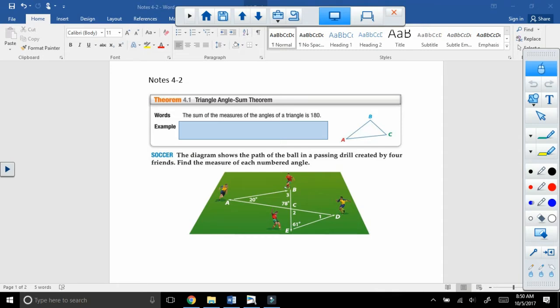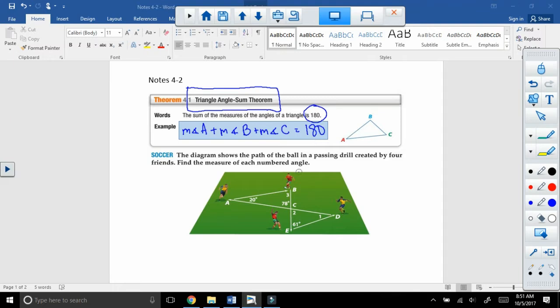The main thing from this section we're going to be looking at is this triangle angle sum theorem. You guys have learned this in previous classes. Now we're giving a name to it, and we need to remember what we know about the angles in a triangle. So in words here it says the sum of the measures of the angles of a triangle is 180 degrees. If I wanted to write that out for this picture, I would say that the measure of angle A plus the measure of angle B plus the measure of angle C equals 180 degrees.